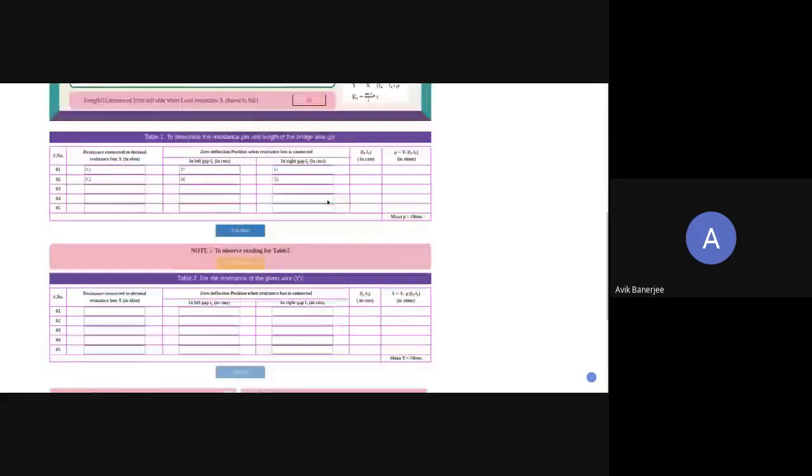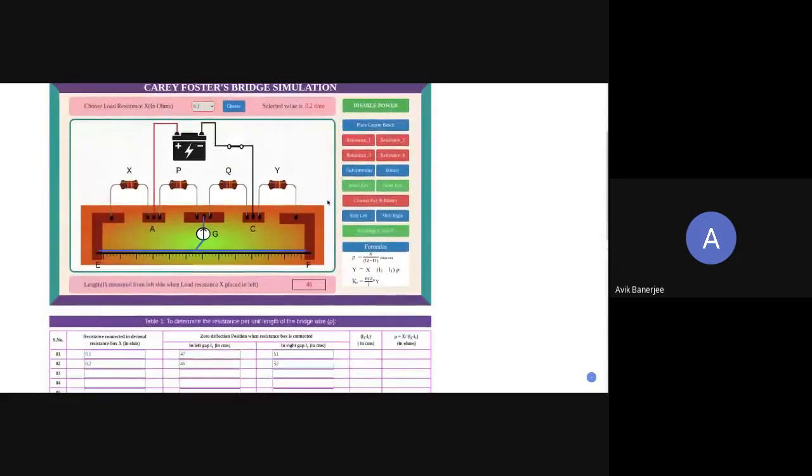Now we'll move on to the next part. For the next part, once this is done, this button will be activated. It is written that you must click here. You'll have to click on that button. Then the second part will be activated. For the second part, Y is not shorted. It is now the unknown resistance. You have to find out Y.